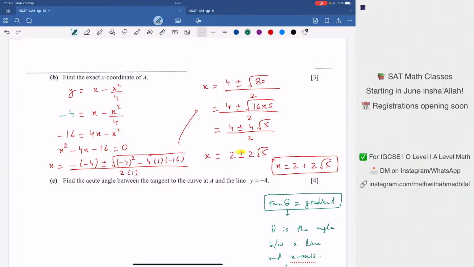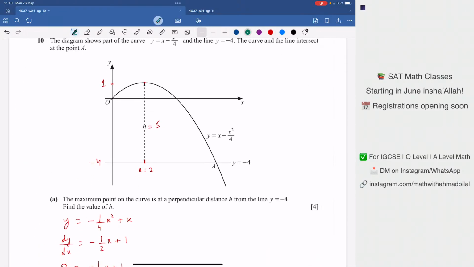Now they're saying the tangent of the curve at the point A. So what would that tangent look like? It would be like this, right? So roughly like this. That's what the tangent would look like. What's the angle that this tangent is making with this line? Now for this, what we need is the gradient of the tangent. How do you find that? Gradient of the tangent at any particular point is the same as the gradient of the curve at that point.